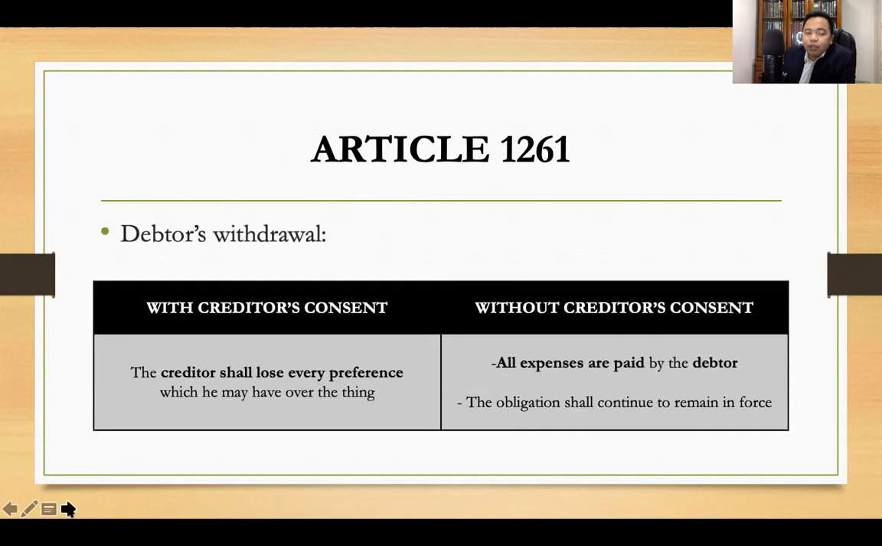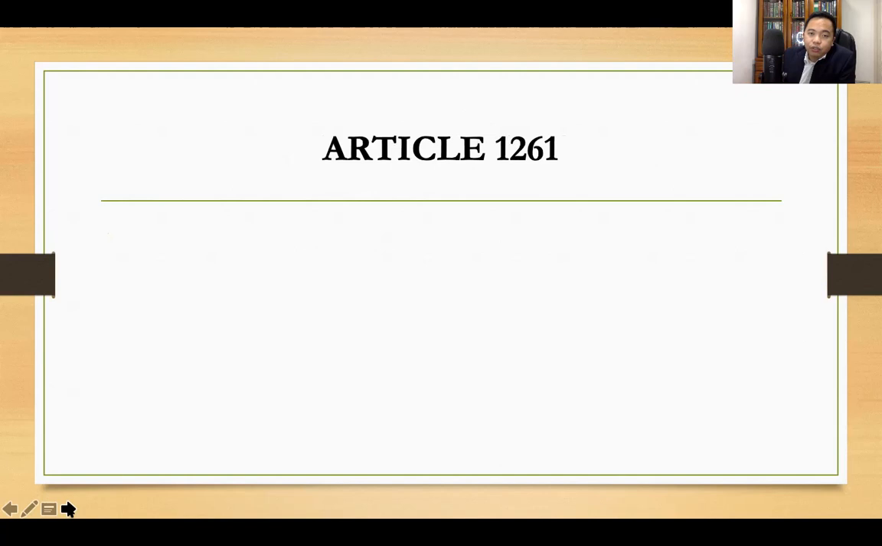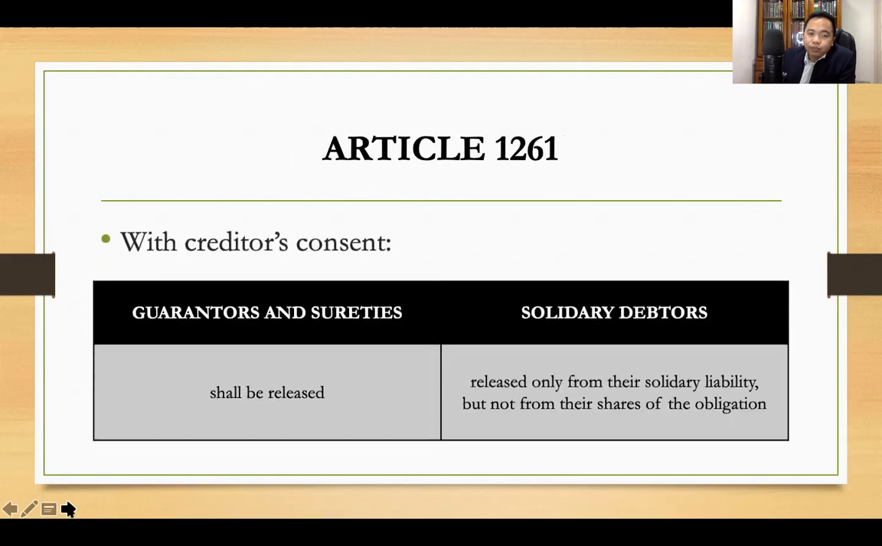Debtor's withdrawal with creditor's consent and without creditor's consent. The creditor shall lose every preference which he may have over the thing if the debtor's withdrawal is with the creditor's consent. On the other hand, if the debtor's withdrawal is without creditor's consent, then all expenses are paid by the debtor, and the obligation shall continue to remain in force.